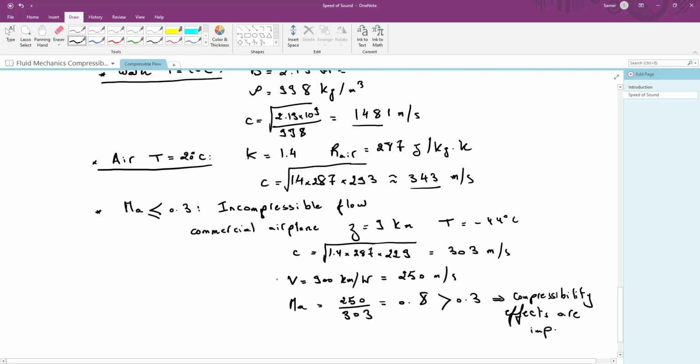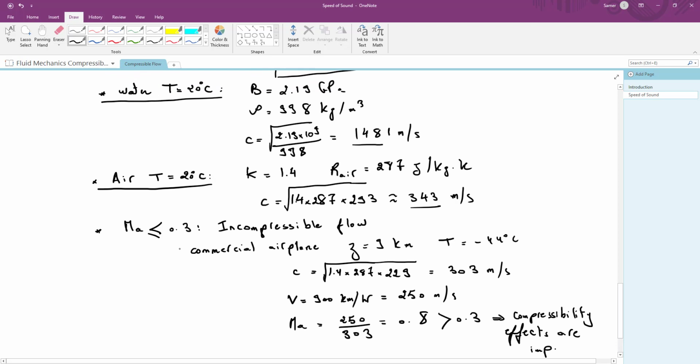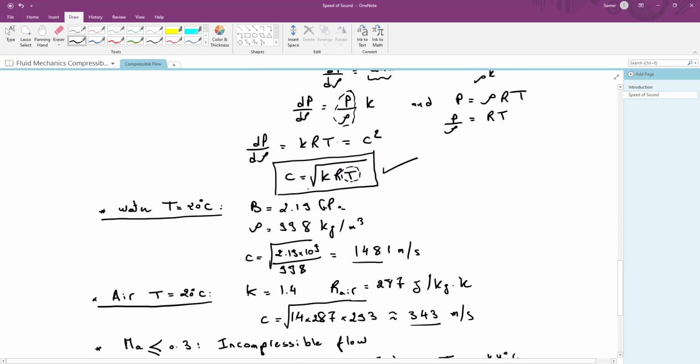Okay, so as you can see here, we have developed an expression to calculate the speed of sound in ideal gases, and in the next lecture we will talk about the stagnation properties.